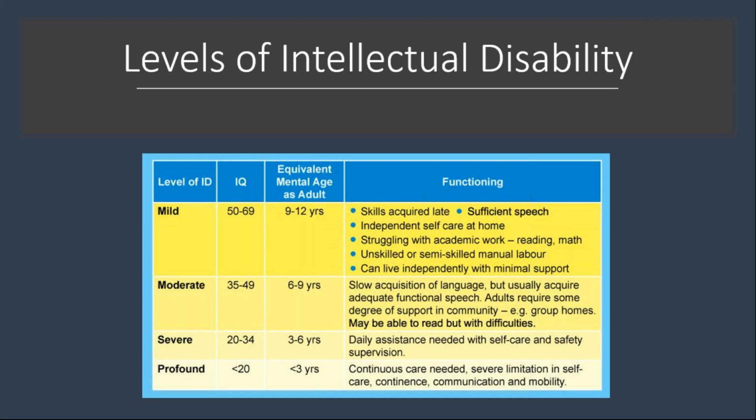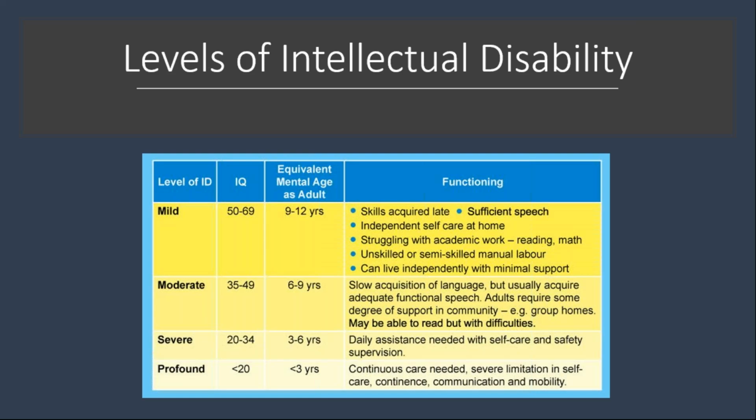The other levels of intellectual disability are what we call the severe and profound range. And when we talk about individuals who are falling into this level of intellectual disability, these are individuals that are going to need significant support from their environment.